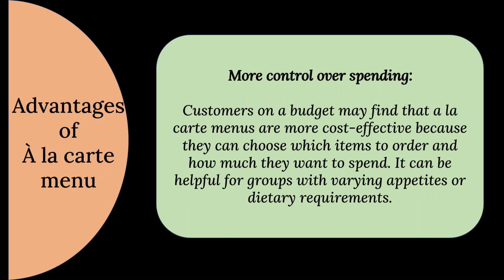More control over spending. Customers on a budget, as I have discussed in an earlier slide, may find that a la carte menus are most cost effective because they can choose which items to order and how much they want to spend. It can be helpful for groups with varying appetites or dietary requirements. It may happen that you order a particular dish, understanding that the portion served is good for two to share, so you can get one portion of the dish and it can be shared. Accordingly, you can control your budget.